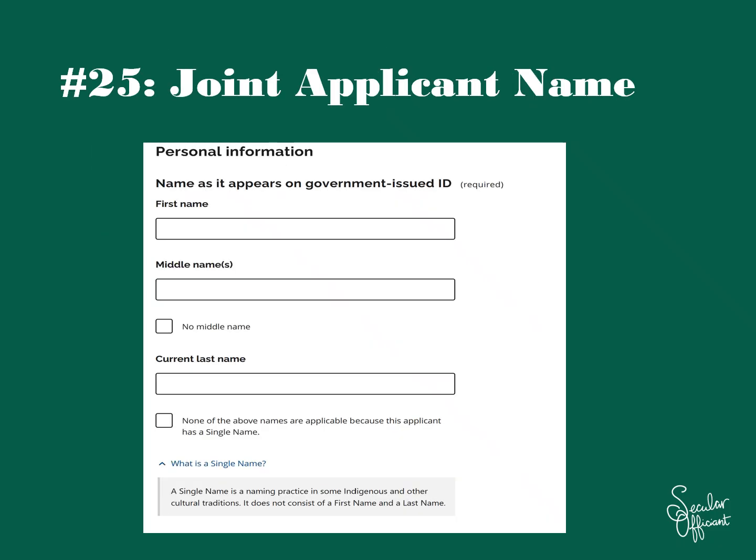Step 25 is indicating your partner's name. Type in their first name and middle name. If there's no middle name, select the square box next to no middle name. Type in the last name. If your partner has a single name, select the square box for single name and input their single name.